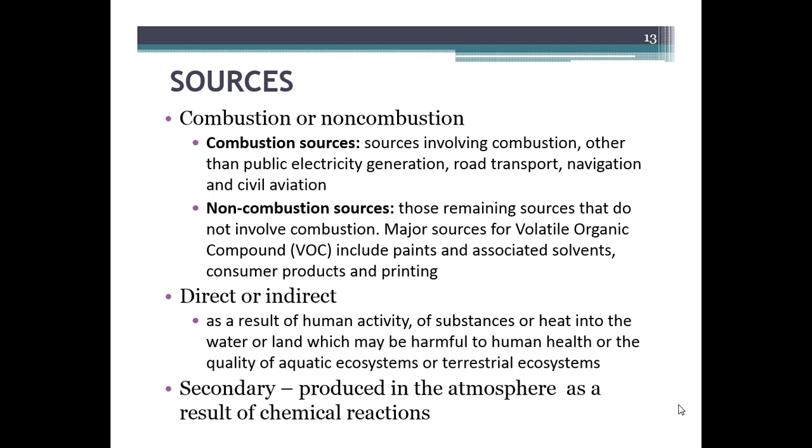Then we have secondary sources of pollution. These are produced in the atmosphere as a result of chemical reactions. Again, another good example is the formation of acid rain as a result of the photochemical process that takes place.